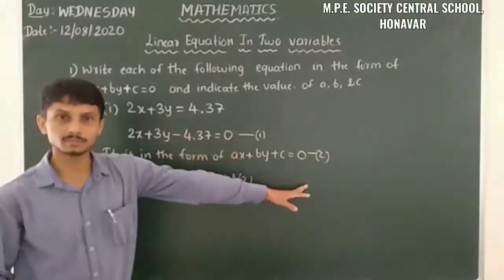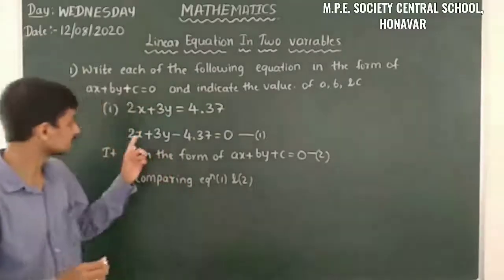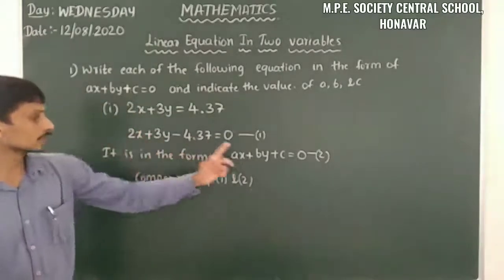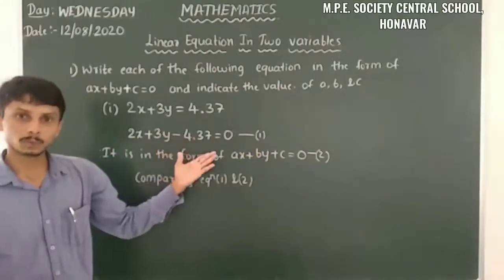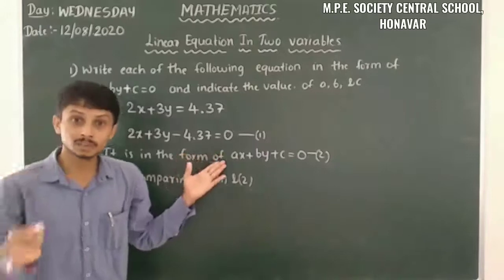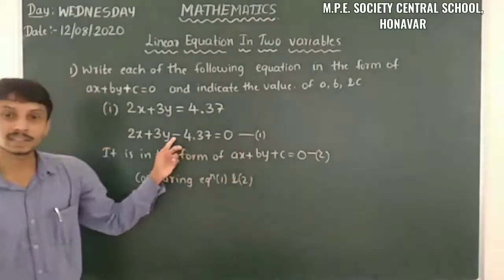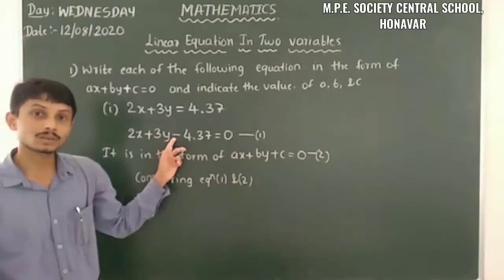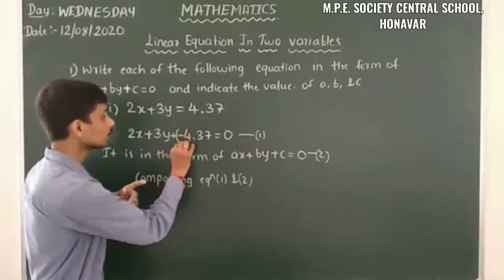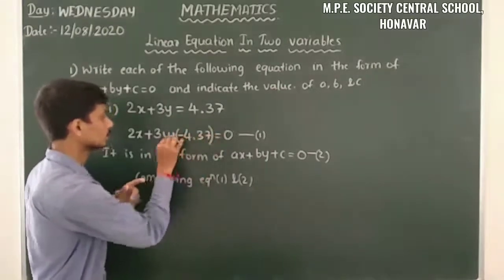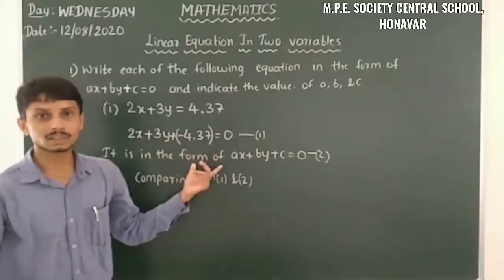0 is also the same. But what's the difference here? In place of a there is 2, in place of b there is 3, in place of c there is 4.37. But we must be aware of the sign here, because here there is a plus and here there is a minus. For that we have to convert it. How can we convert it? Plus into minus 4.37.